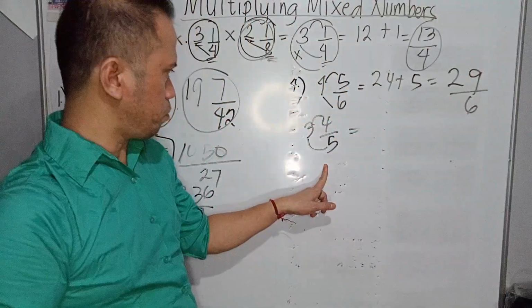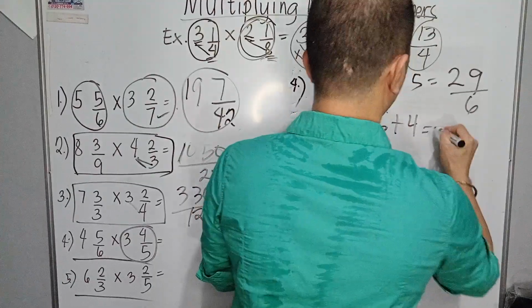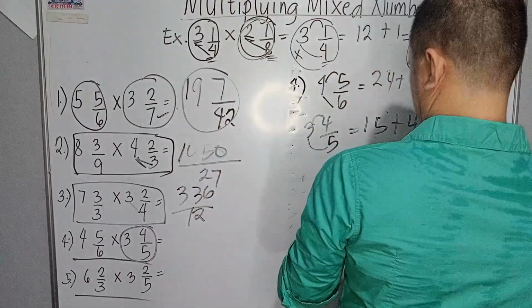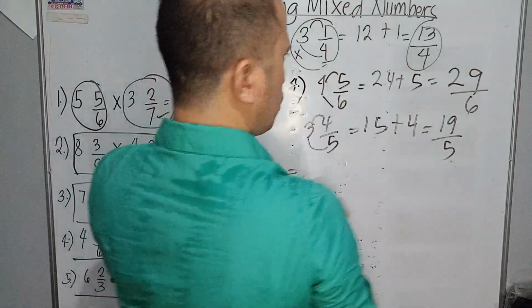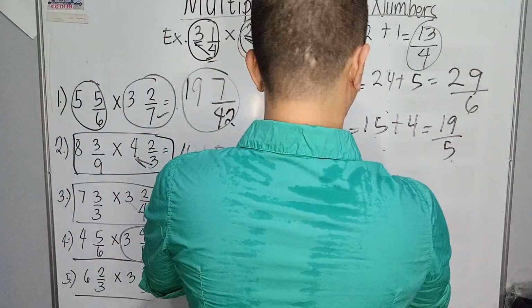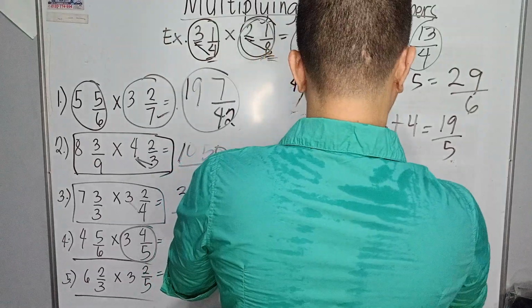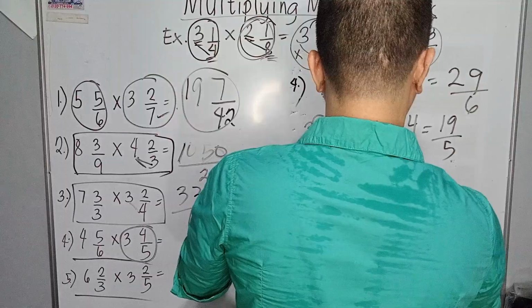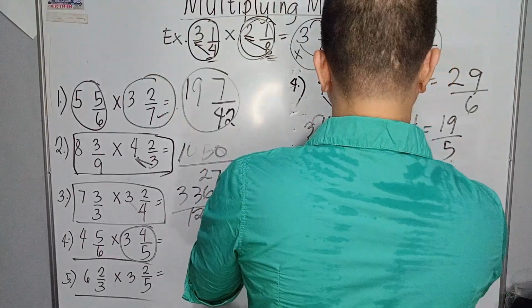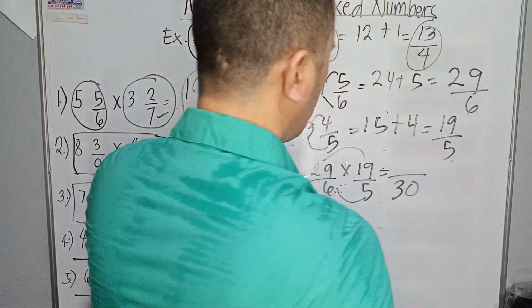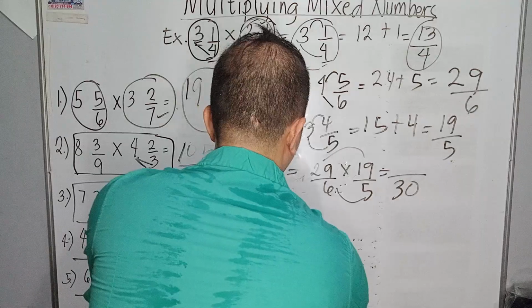3 times 5 is 15. Plus 4 is our answer, 19 over 5. So we're going to combine it. 29 over 6 times 19 over 5. So 6 times 5, so we have 30. So let's multiply 29 times 19.